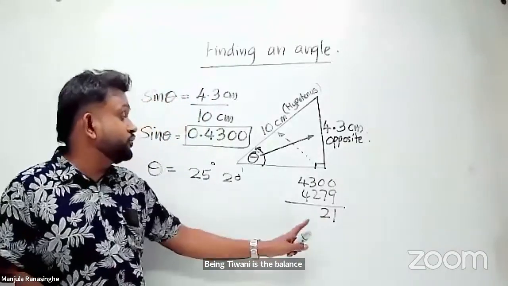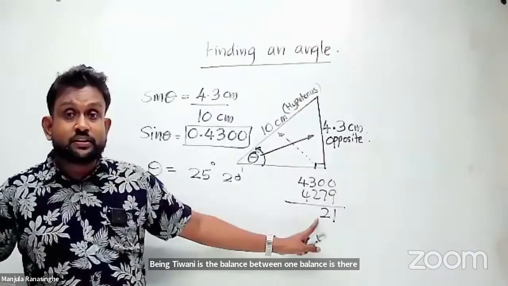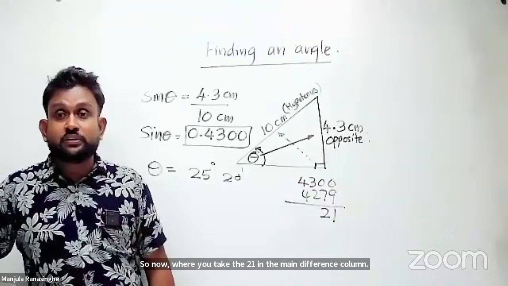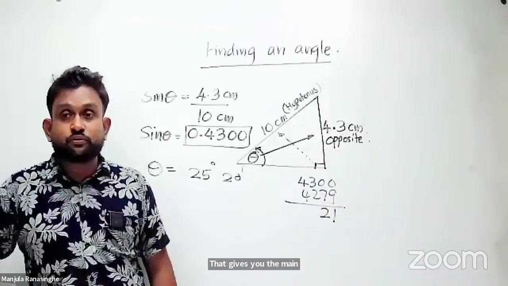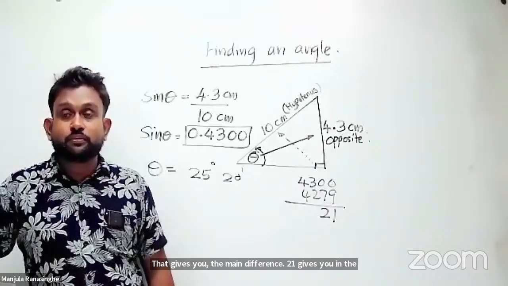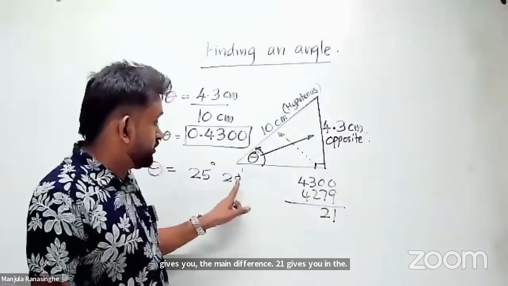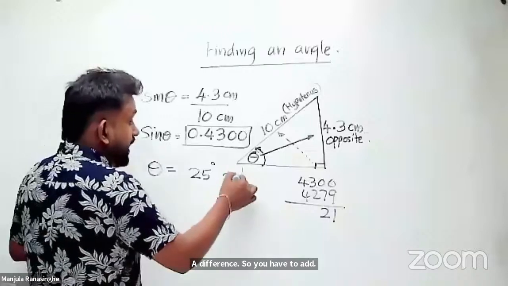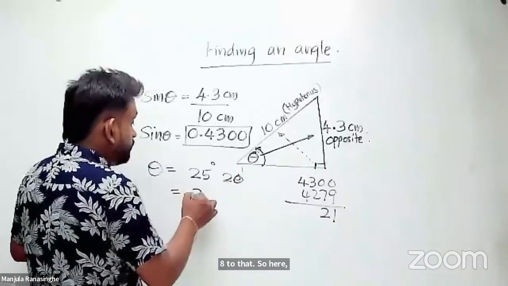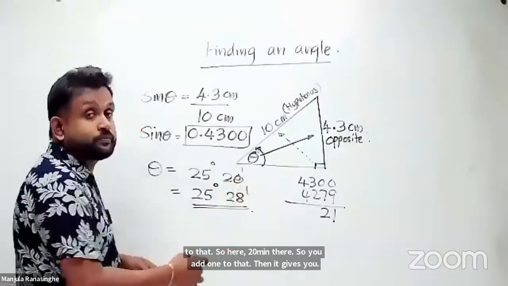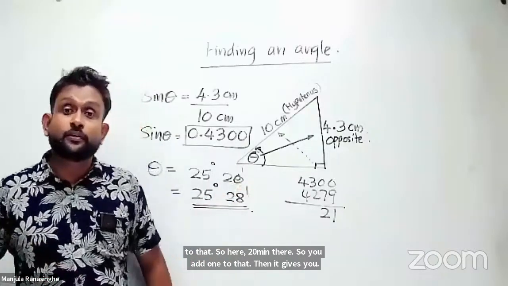So now you take the 21 in the mean difference column. The mean difference column for 21 gives you 8. So you have to add 8 to that. Here it is 20 minutes, so you add 8 minutes to that, then it gives you 25 degrees 28 minutes. Okay, fine.